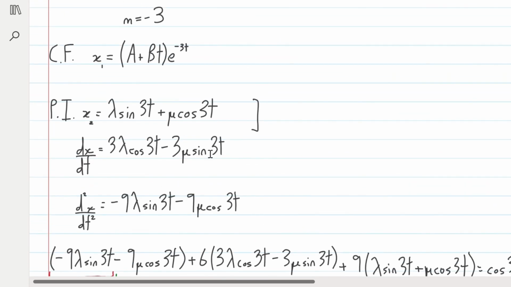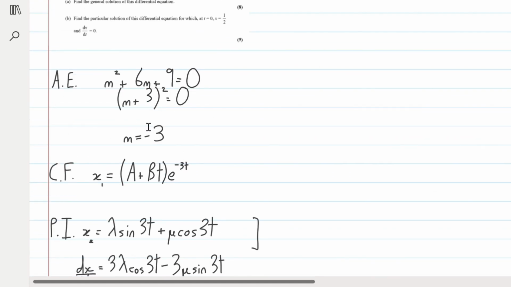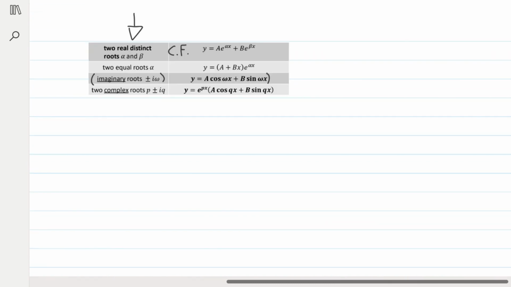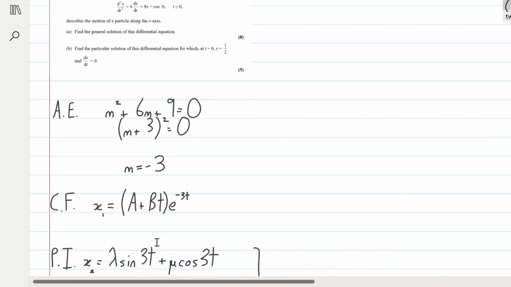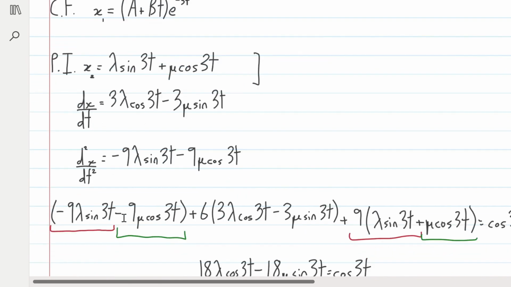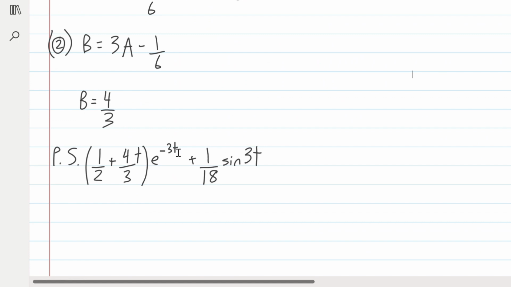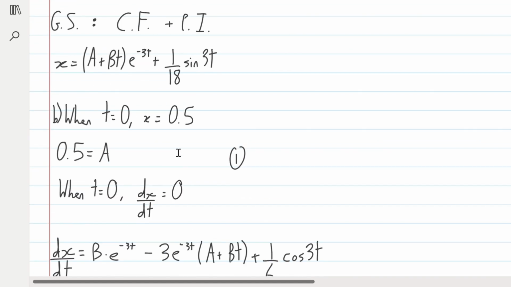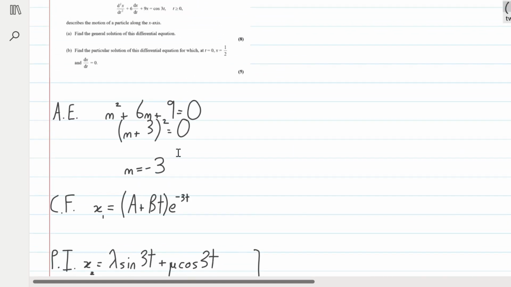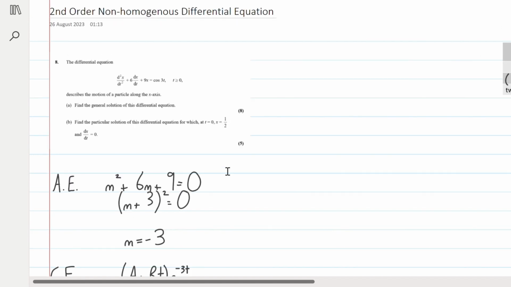It's just how you can see how if you made a mistake early on here, for example, with your complementary function, if you didn't memorize this and you sort of made a mistake early on, then you might find that your general solution is wrong, so then your particular solution is wrong. And it'd be a shame to lose out on these marks because it is quite simple when you learn the method. Although this was a more simple question, the principle is the same. So this is how to solve a second order non-homogeneous differential equation.